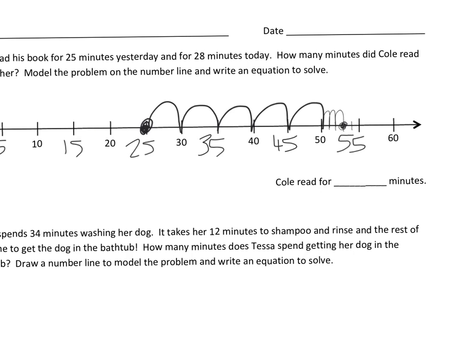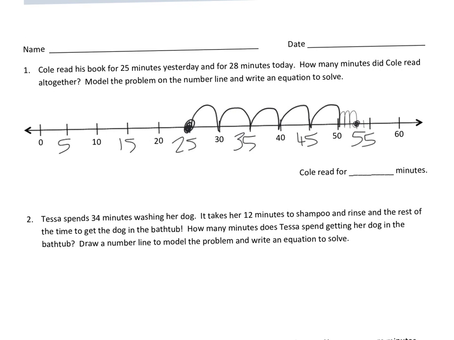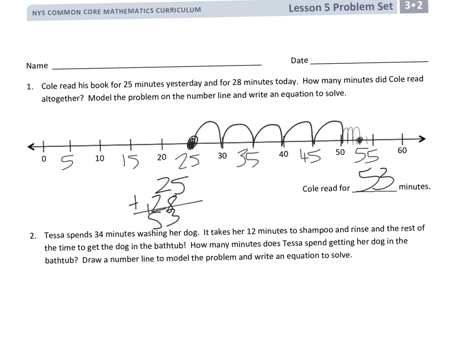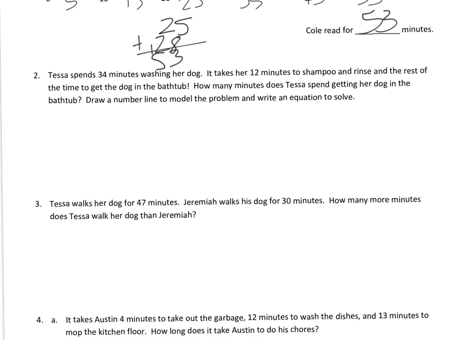So what time am I at? Well, let's see, 50, 51, 52, 53. So he read for 53 minutes. And I can check that by adding my two times together. 25 plus 28. 5 plus 8 is 13. 2, 4, 5, 53. All right. So we can use a number line on the next one also.